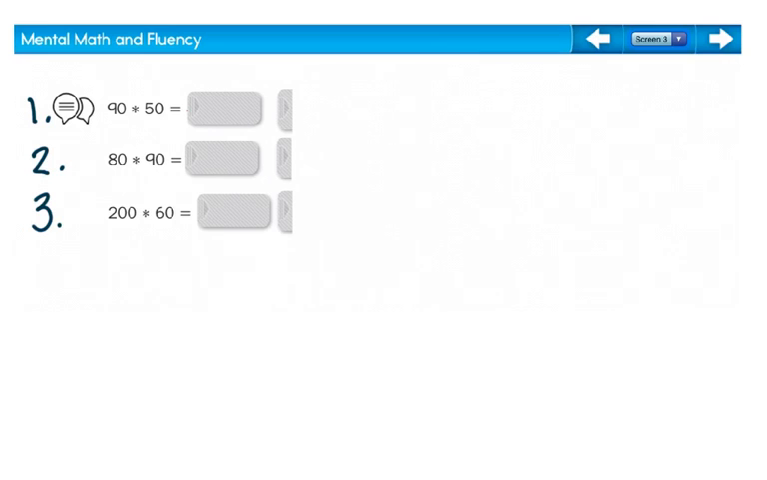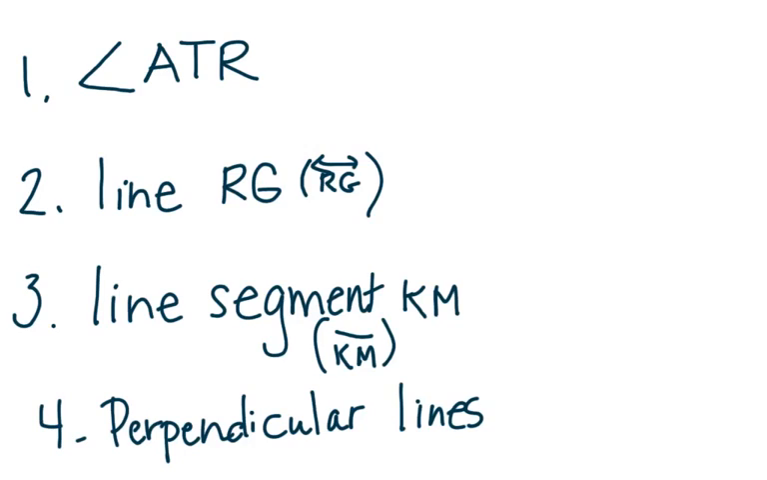Number 1, 9 times 5 is 45. And then I add 2 zeros on the end to give me a product of 4,500. Number 2, 8 times 9 is 72. And I add 2 zeros behind it to give me a product of 7,200. Number 3, 2 times 6 is 12, and there are 1, 2, 3 zeros behind it for a product of 12,000. Go ahead and wipe off your whiteboard.